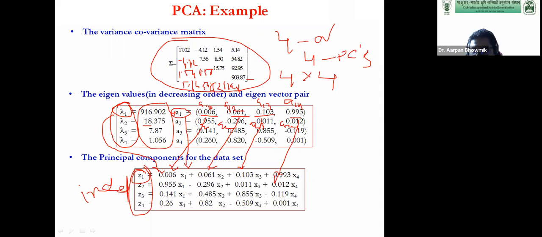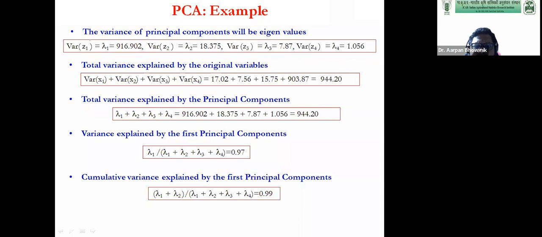So now just see the variances. As I told, eigenvalues of the matrices are the variances of the principal components. So the variance of the first principal component will be the highest eigenvalue, that is this one, 916. Variance of the second principal component will be the second highest eigenvalue, like that. The third principal component will be the third highest eigenvalue. The variance of the fourth principal component will be the fourth highest eigenvalue.